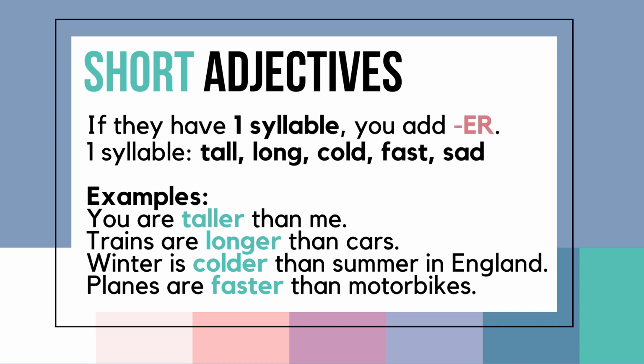If they have one syllable and they are short adjectives, you add -er. Some examples of one-syllable adjectives are tall, long, cold, fast, and sad. You are taller than me. Trains are longer than cars. Winter is colder than summer in England. Planes are faster than motorbikes.